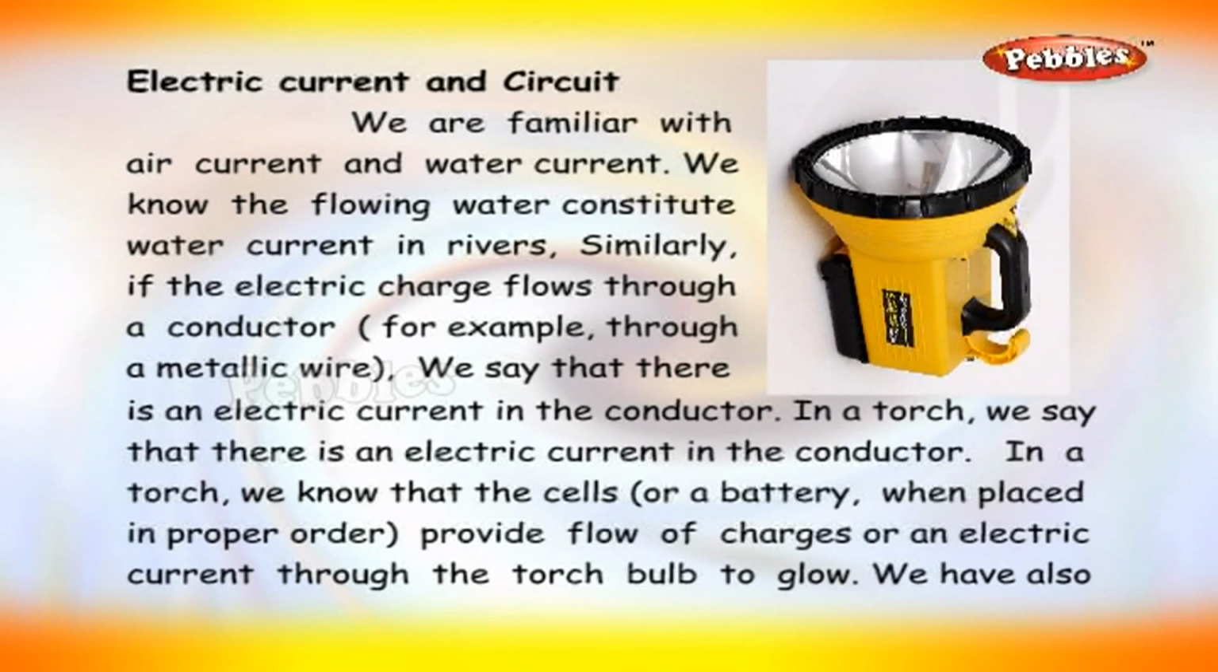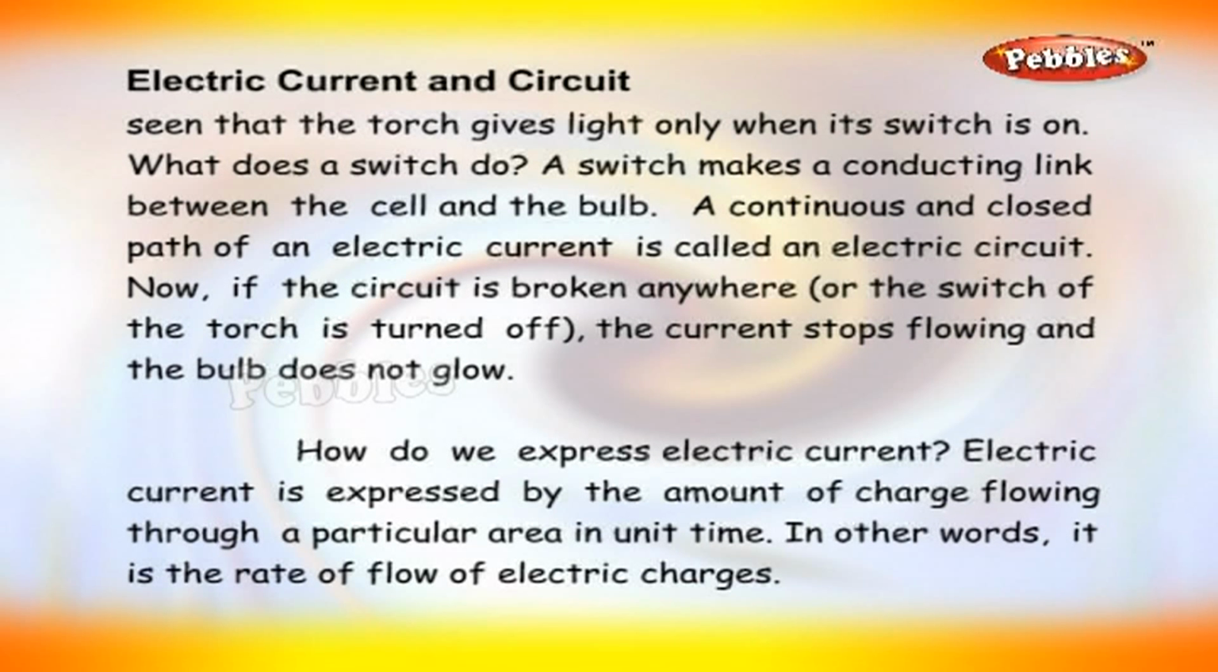Electric current and circuit. We are familiar with air current and water current. We know the flowing water constitutes water current in rivers. Similarly, if the electric charge flows through a conductor, we say that there is an electric current in the conductor. In a torch, we know that the cells provide flow of charges, or an electric current, through the torch bulb to glow. We have also seen that the torch gives light only when its switch is on.